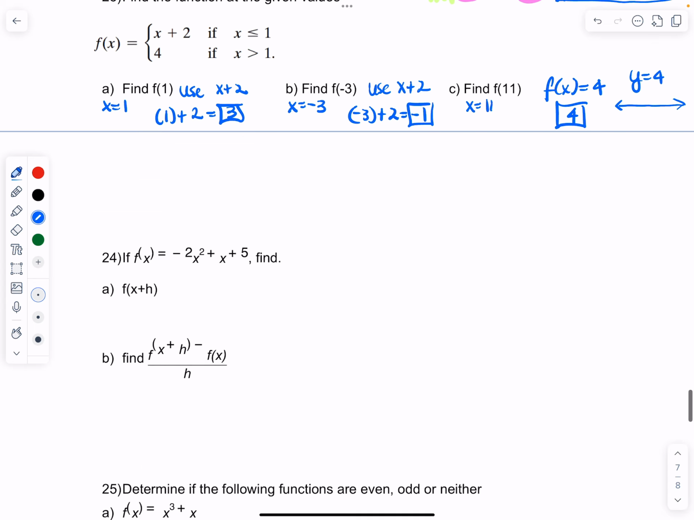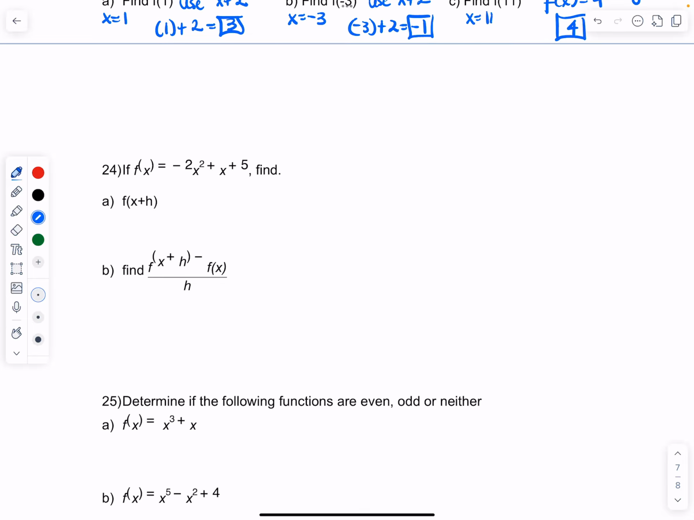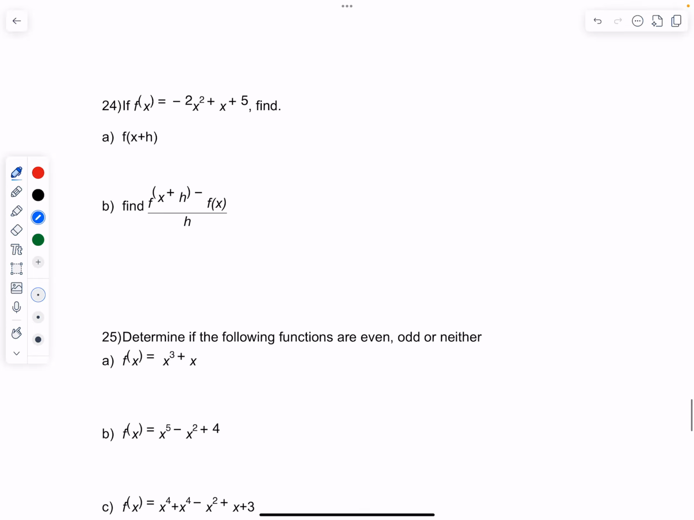All right, so let's look at 24. If f of x equals negative 2x squared plus x plus 5, we have to find the following. This is called the difference quotient, and remember, I showed you in class that it's equivalent to slope.